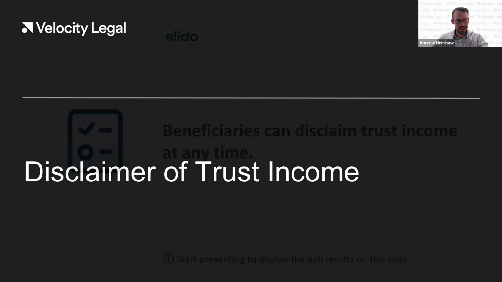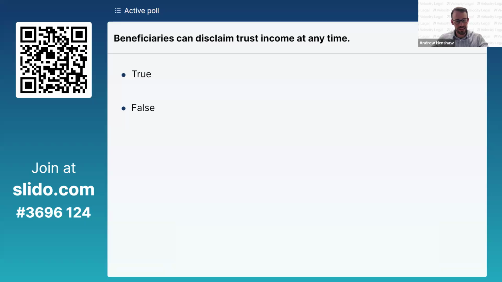Disclaimers. So we've got a little quiz firstly. Beneficiaries can disclaim trust income at any time. True or false? So disclaim means they can say they don't want it? Yep. Put the big hand out saying, I don't want it. I've been the trustee, you've made me presently entitled and I don't want it. Thank you for voting.